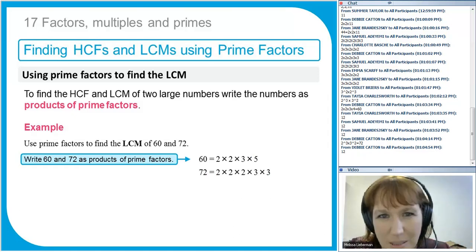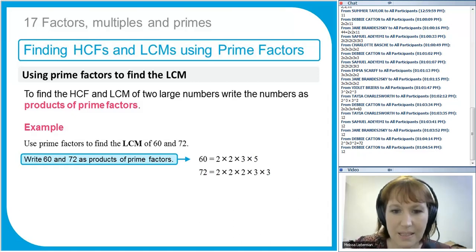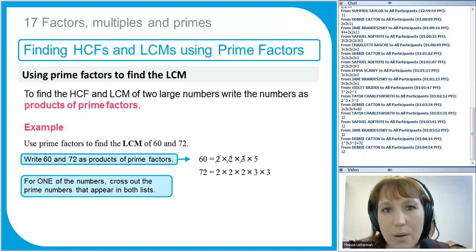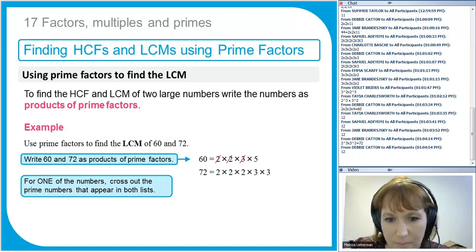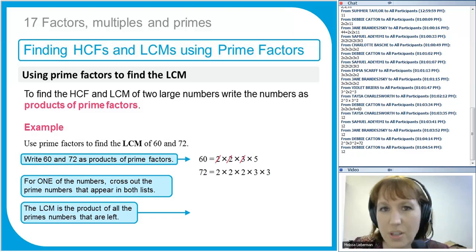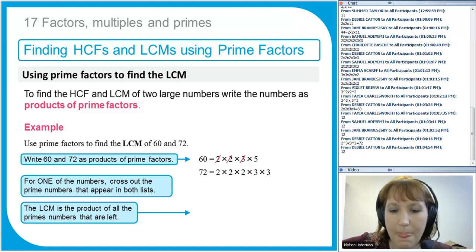Now, depending on which textbooks you read, they'll give you lots of different ways of working this out, but the way I normally do it is, for one of the numbers, so let's say 60, cross out the prime numbers that appear in both lists. In other words, what I'm crossing out is the highest common factor numbers. So I'm crossing out the 2 because I've got a 2 underneath, this 2 because I've got a 2 in here, and then this 3 because there's a 3 underneath. Then the lowest common multiple is the product of all the numbers that are left after you've crossed those ones out. So really, if you cross out the numbers that you had in the previous step, the ones that gave you the highest common factor, and you multiply together all the other numbers, that will give you the lowest common multiple.